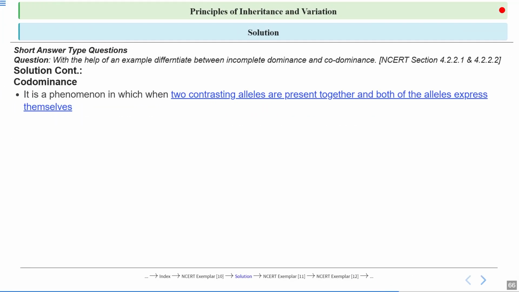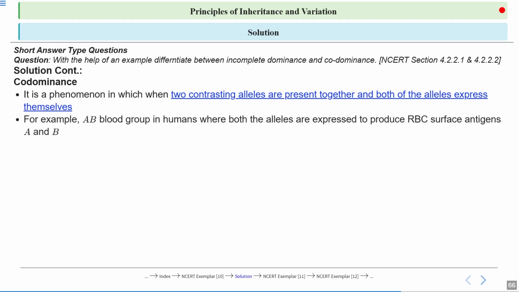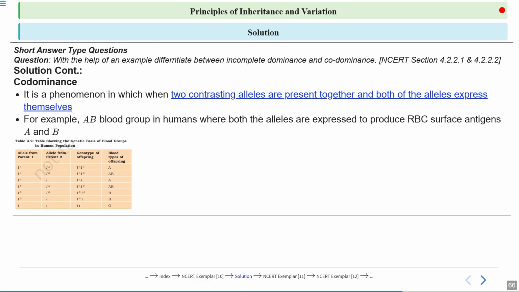Okay, what is codominance? It is where both the alleles are expressed in the heterozygous condition. An example is the ABO blood grouping system, where alleles IA and IB are both codominant. Clear? So you can see you are getting the AB blood group. In the AB blood group, both the alleles are present, IA and IB.